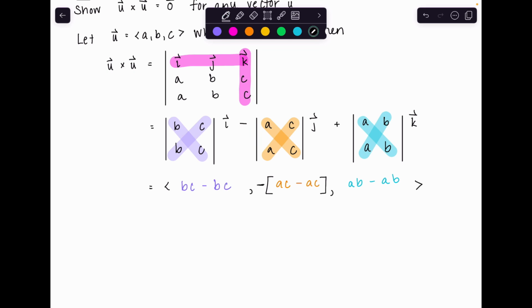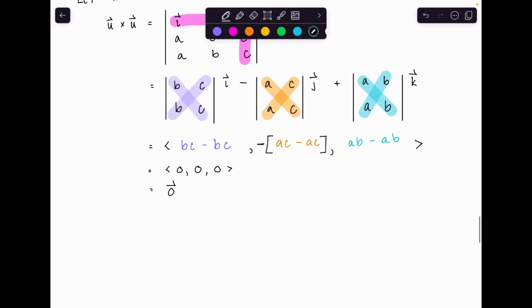So no matter what this vector is, a, b, and c were arbitrary real numbers. The first component is always 0. The second is always 0. The third is always 0. So the result is the 0 vector. So this is nice. Any vector times itself in the cross product is always going to result in 0. Okay.